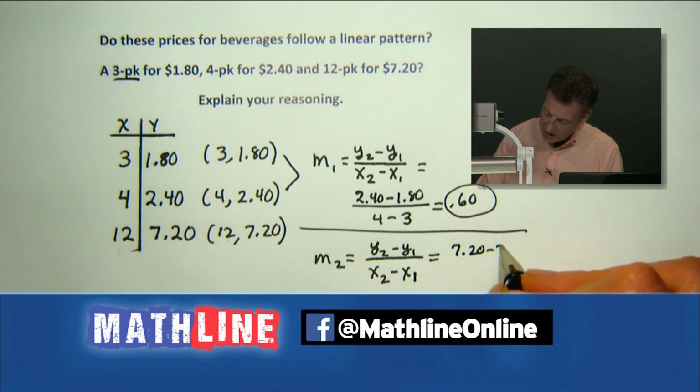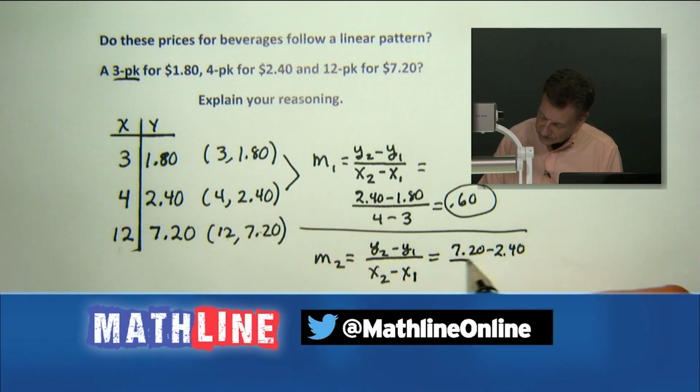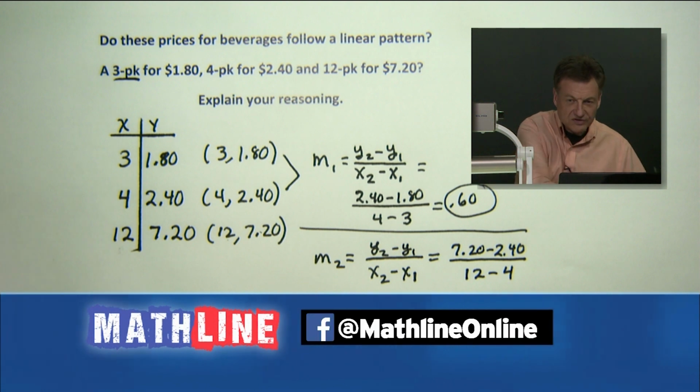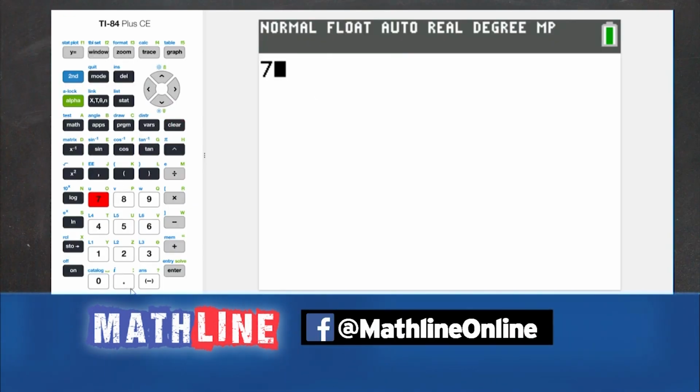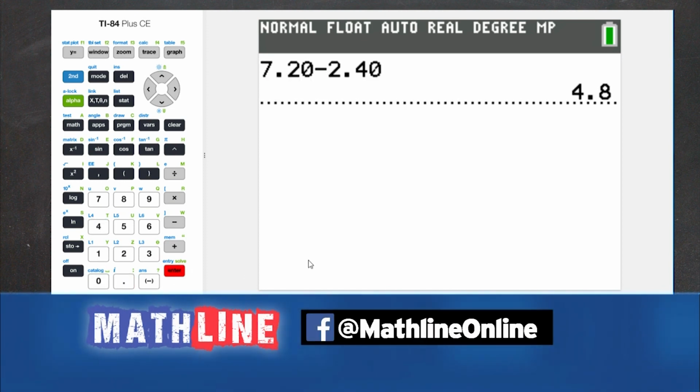$7.20 minus the $2.40. Those are your y values. Remember, that's the deal. Underneath, a little bit different this time. We got 12, it looks like, minus 4. So on our calculators, I'm going to do that with us here to save us a little time. Let's go ahead and see what $7.20 minus $2.40 gives us. It looks like $4.80. So here we go, $4.80.